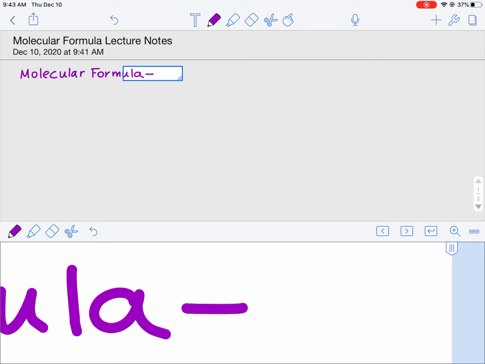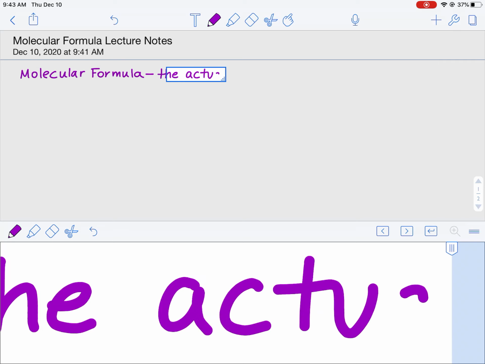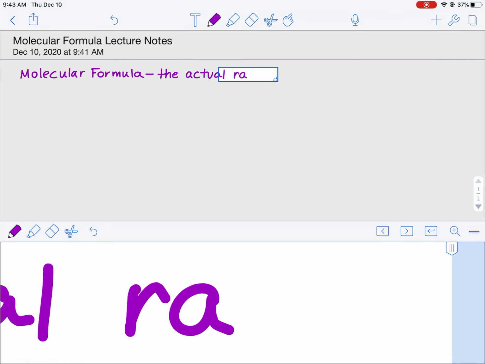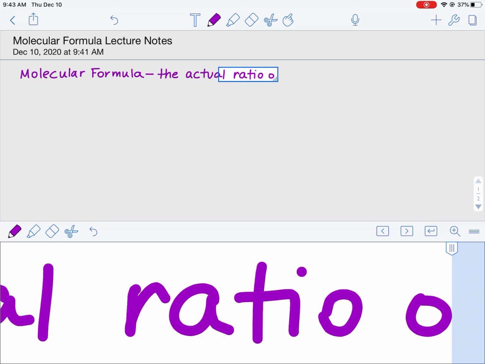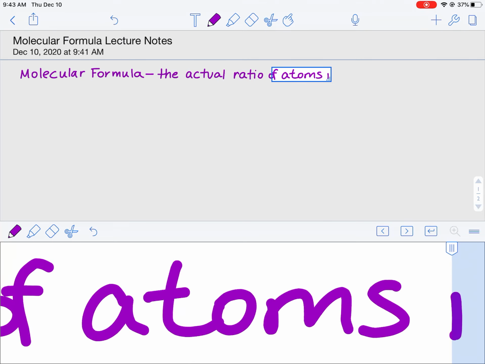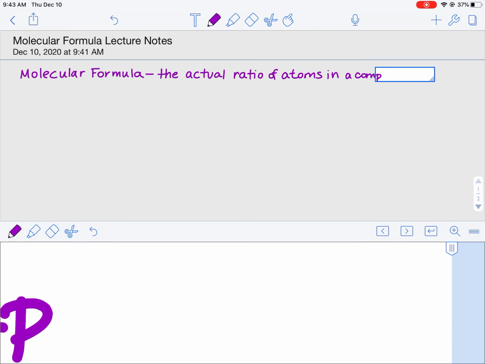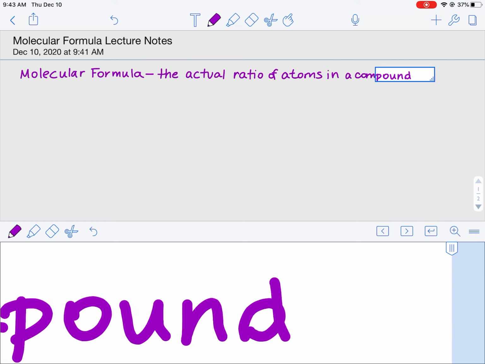is a formula that represents the actual ratio of atoms in a compound. The molecular formula is representing the actual ratio of atoms in a compound.